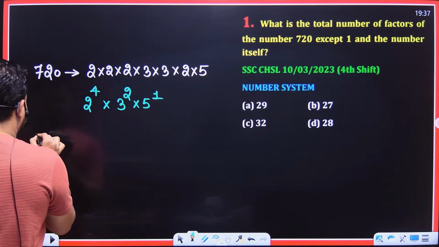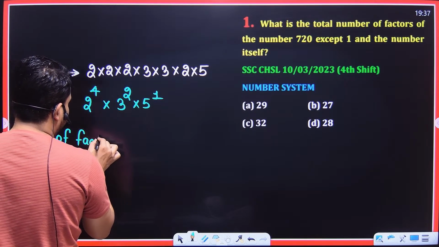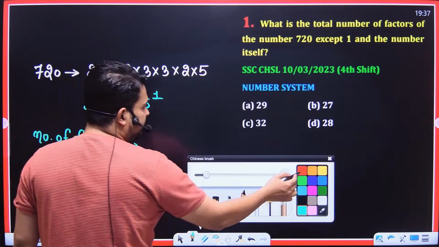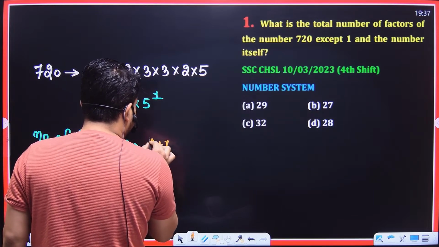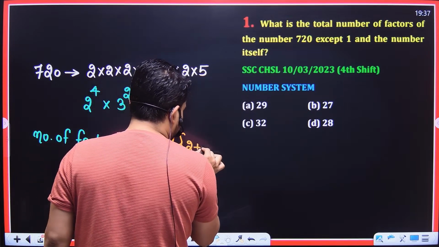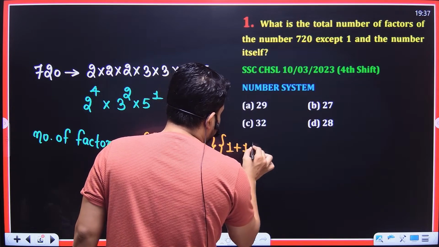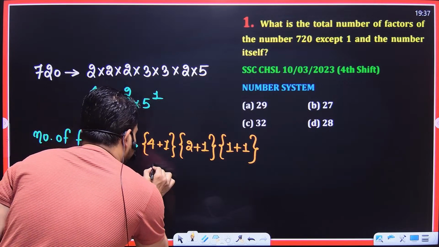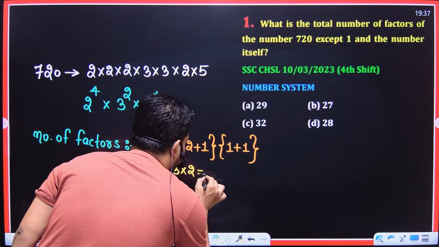If we want to find the number of factors, what will we do? We will add 1 to each power and multiply them. We will write 4 plus 1, multiplied with 2 plus 1, and multiplied with 1 plus 1. So what will we get? 5 into 3 into 2. So the total number of factors is 30.